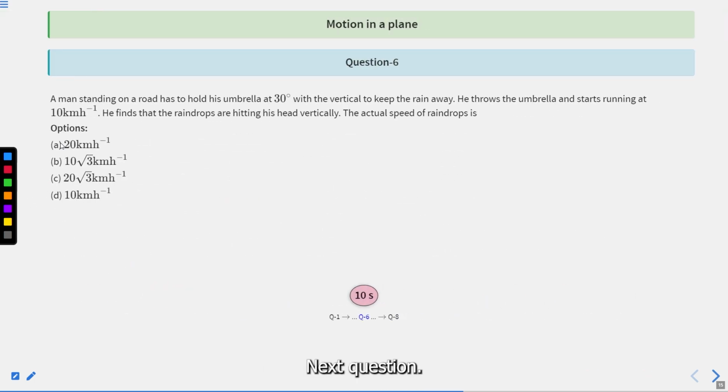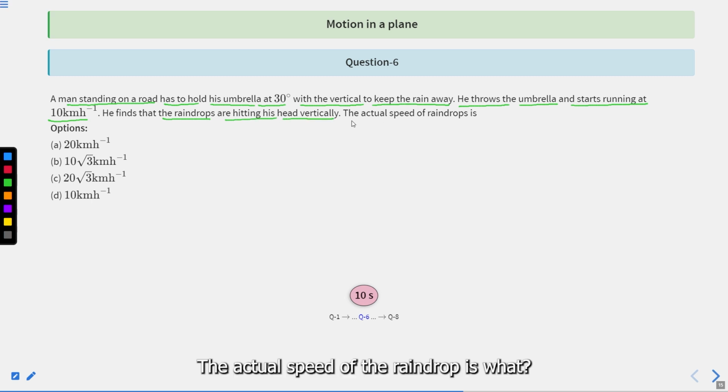Next question. A man standing on a road has to hold his umbrella at 30 degree with the vertical to keep the rain away. He throws the umbrella and starts running at 10 km per hour. Read the question carefully. Firstly, clear? He finds that the raindrops are hitting his head vertically. The actual speed of the raindrop is what?